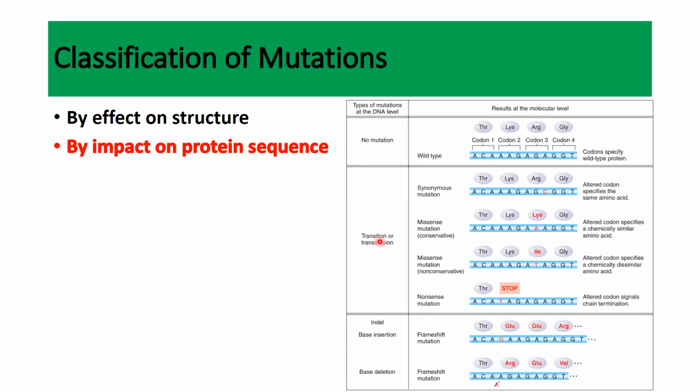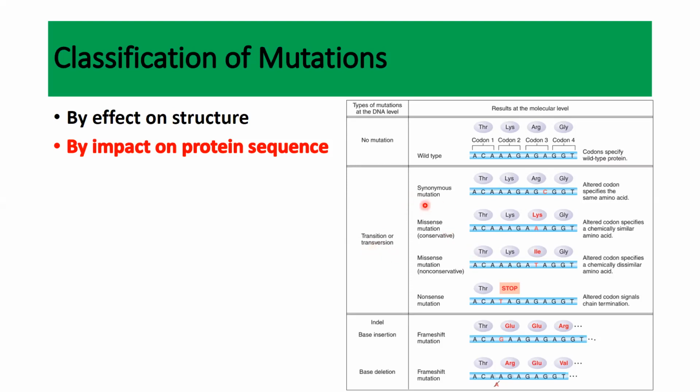Transitions represent when a purine nucleotide is substituted with another purine nucleotide. Similarly, transversions represent when a purine nucleotide is substituted with a pyrimidine nucleotide. So let's see how these transitions or transversions can affect the sequence of protein. There are subtypes of them.